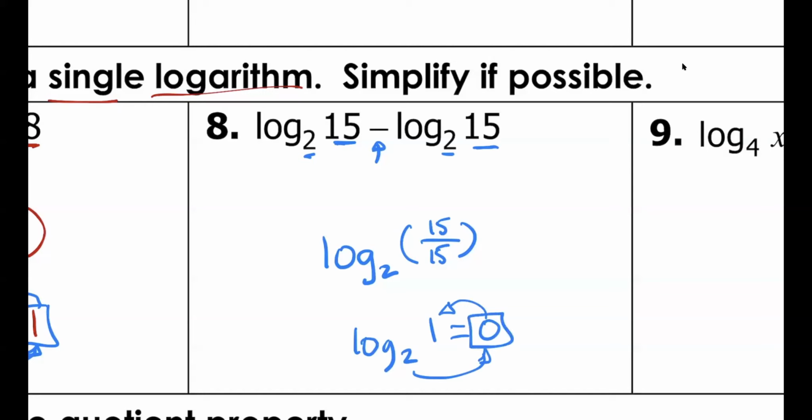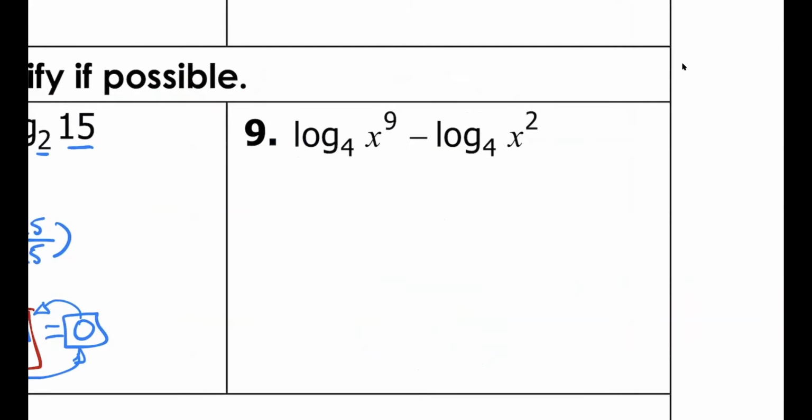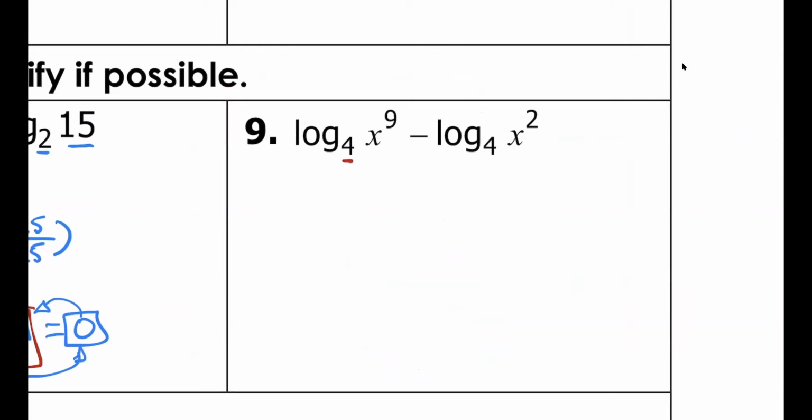Again, if you give me this result, that's technically correct. You did condense it. But if you understand what logs are, you should be able to go further if you understand how this works. All right. Last one. Same base, so we can condense them. We are subtracting, so that means we have a quotient. X to the 9th on top, X to the 2nd on the bottom.